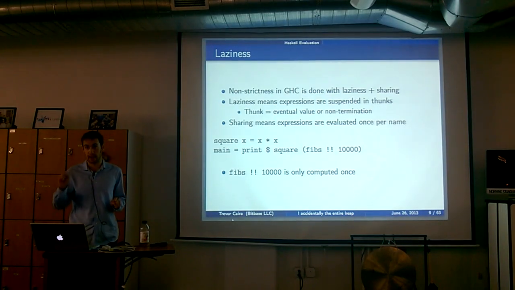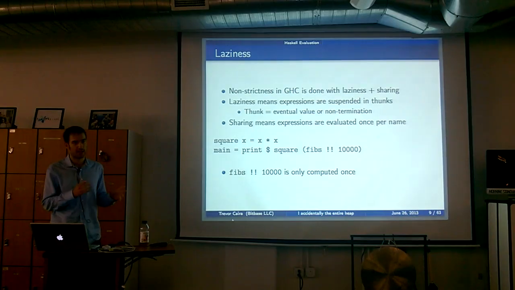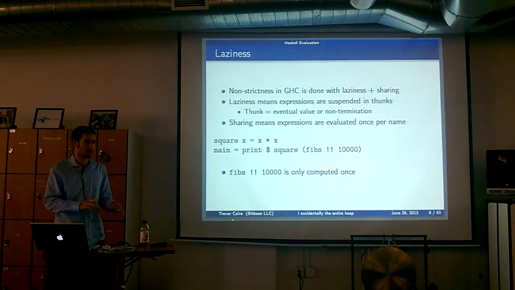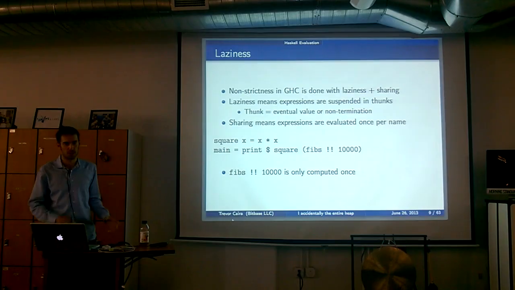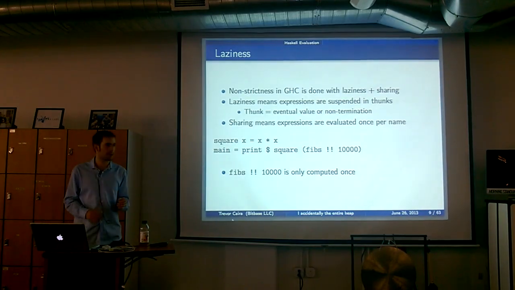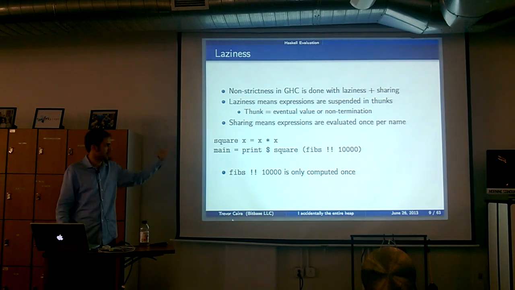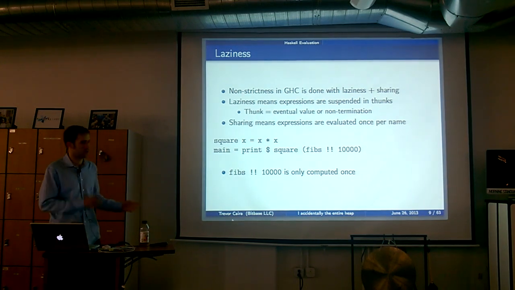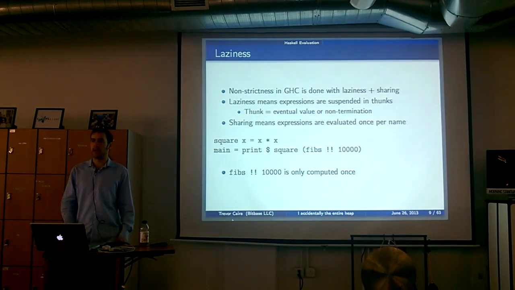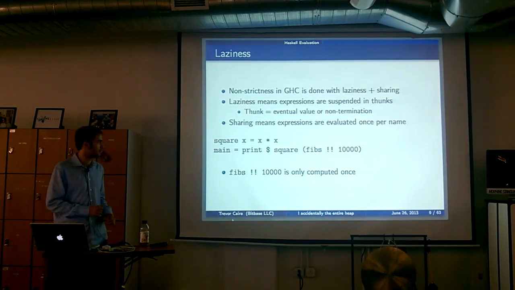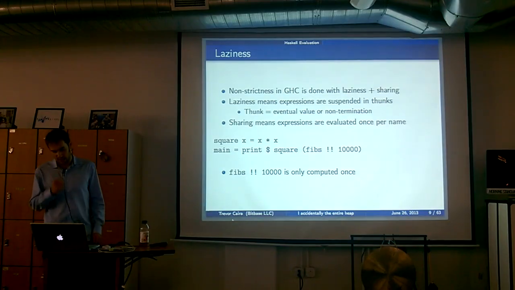Sharing means that expressions are evaluated once per name. So if I bind something with a where clause or let or top level or as a parameter to a function, then it only gets evaluated once in that way. So for example, if I were to square a very complicated to produce number, then that complicated to produce-ness would only happen once. So in this program, to get the 10,000th Fibonacci number and square it, I have to only do all that Fibonacci computation one time, and then I can produce the square of that number with just times.